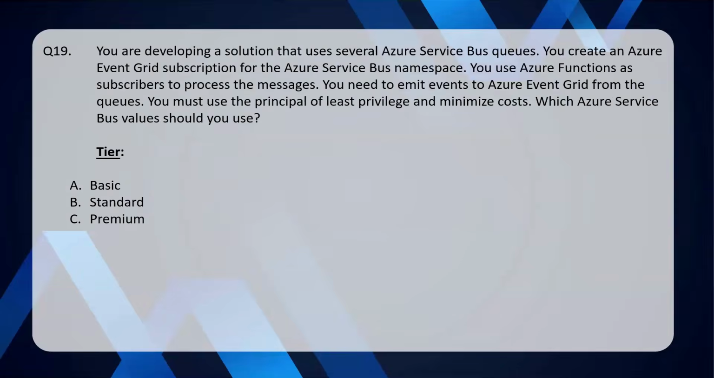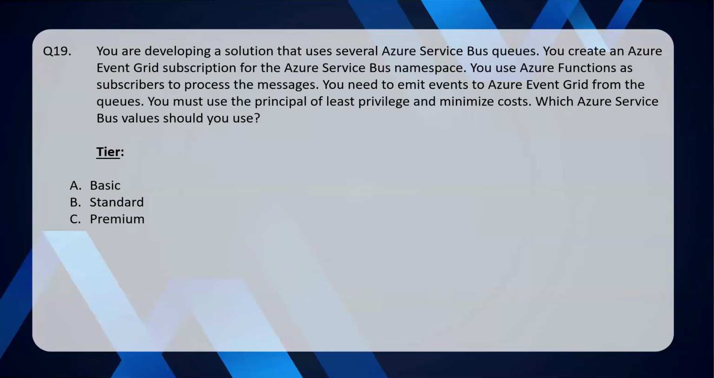Next question. You're developing a solution that uses several Azure Service Bus queues. You create an Azure Event Grid subscription for the Azure Service Bus namespace. You use Azure Functions as subscribers to process the messages. You need to emit events to Azure Event Grid from the queues. You must use the principle of least privilege and minimize costs. Which Azure Service Bus values should you use?